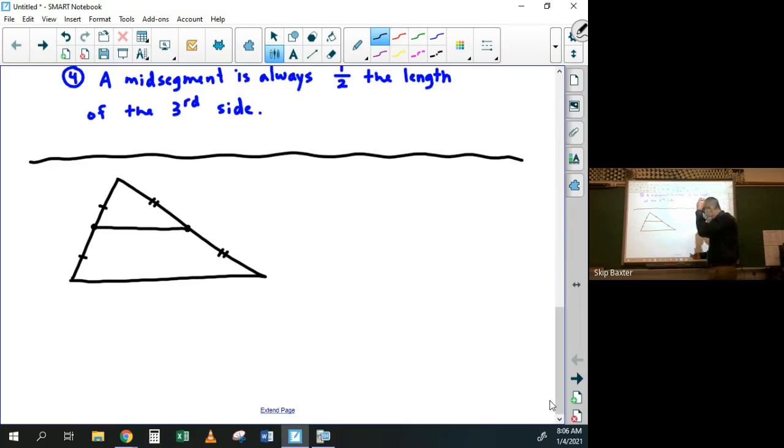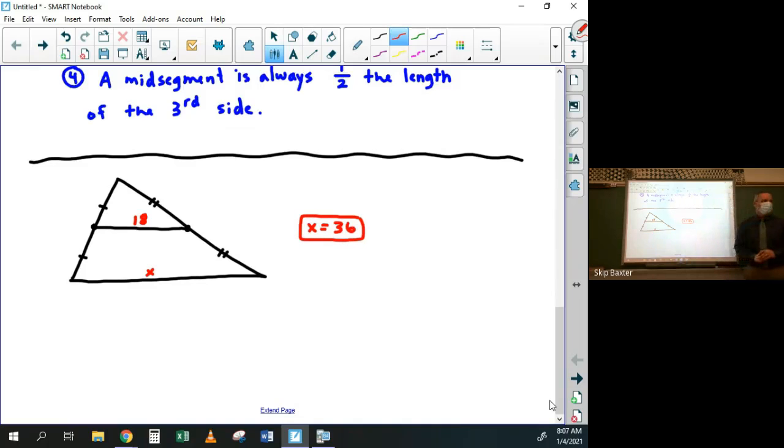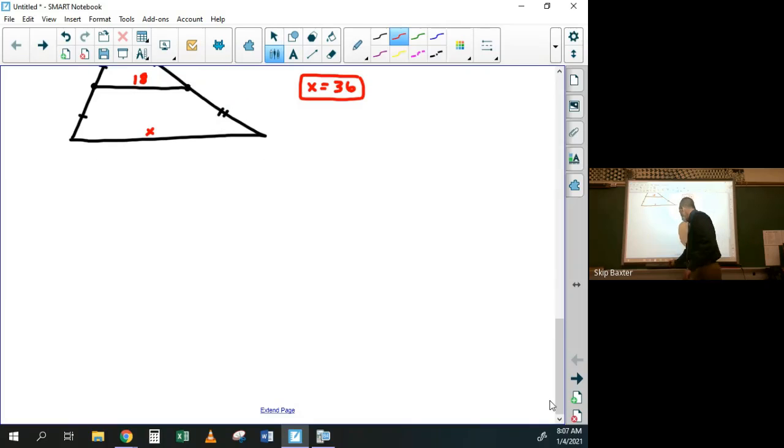Okay, so an easy type of problem would be, they might say this has a length of 18, find the length of this segment. So that would be really easy. It uses the last fact. A midsegment is half the length of the third side. So if this is 18, this segment has to be twice as long as that, right? So this would be easy, x equals 36. Pretty easy, right? But they can get a little bit harder.